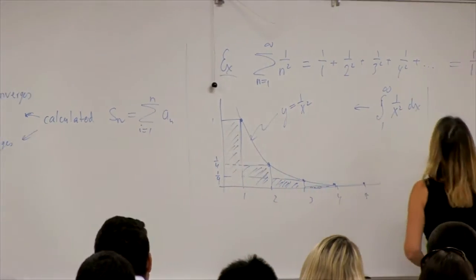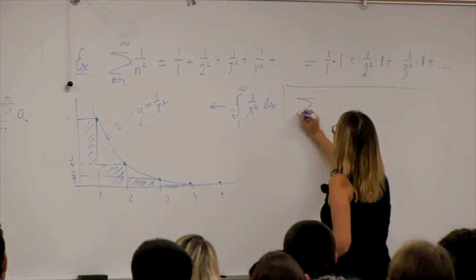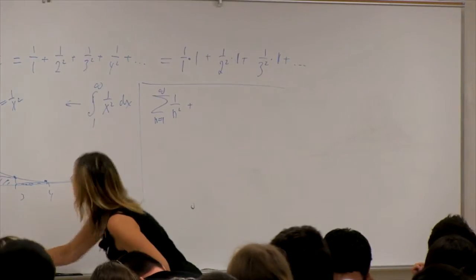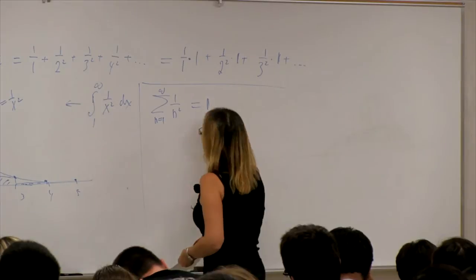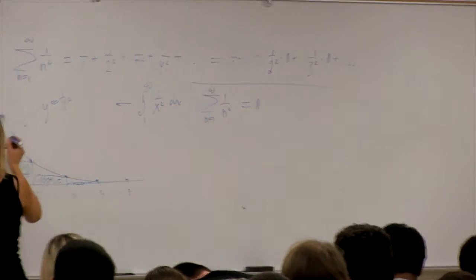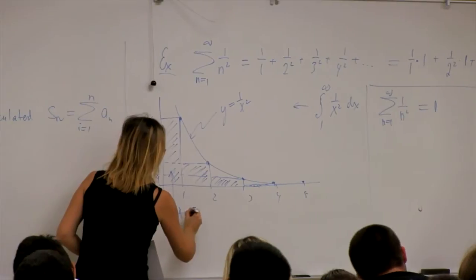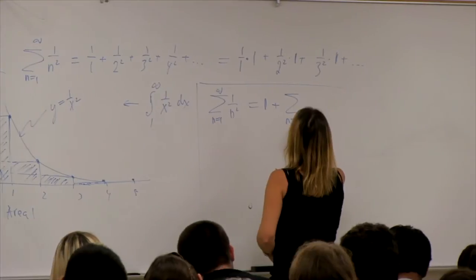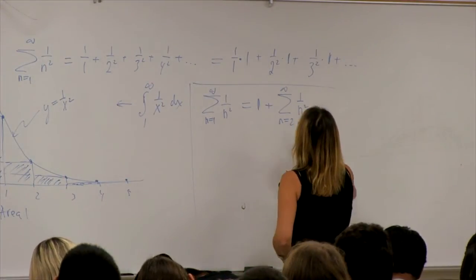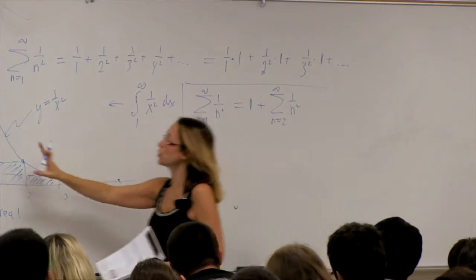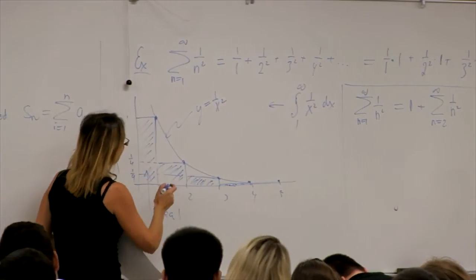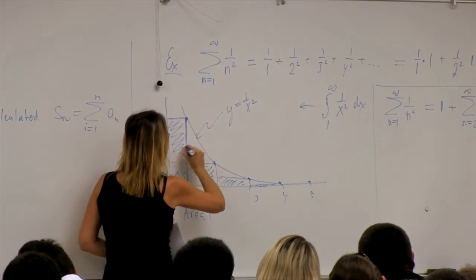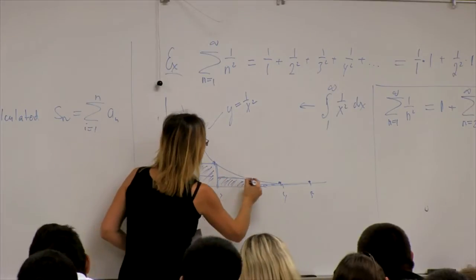So let me write it like this. Let's split this sum into the biggest rectangle, which has the area 1, plus the rest of them. Okay, I can do that. I split off the first one, and then I add up all the rest. And so the first value is, of course, finite. It's equal to 1. I'm not going to worry about it anymore. How about the infinite sum that remains?